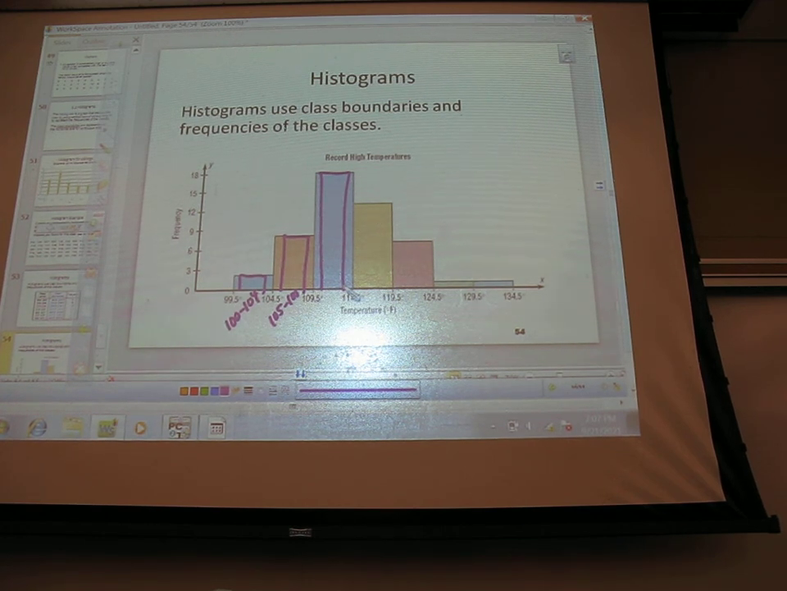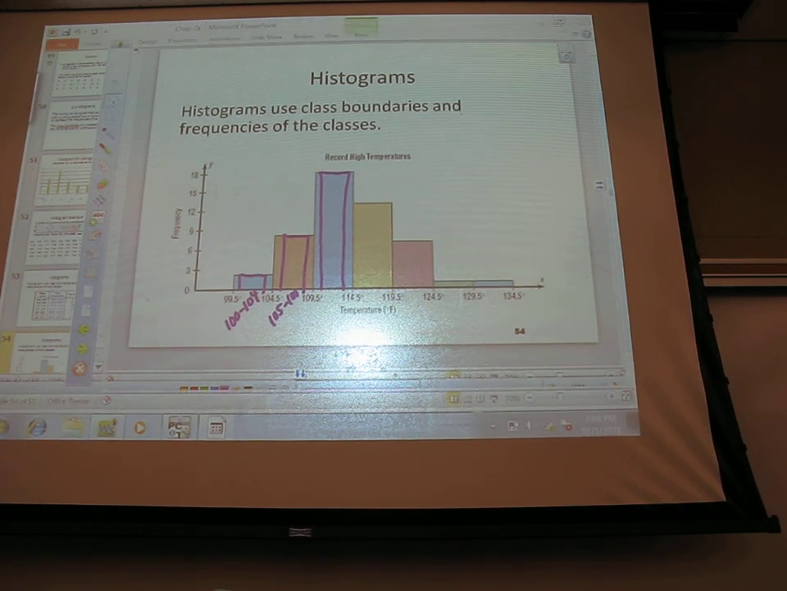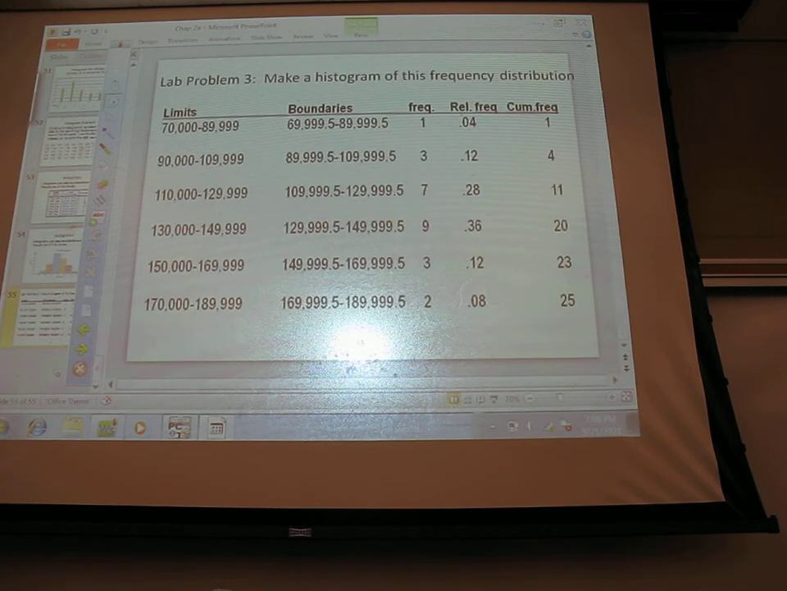So you guys have 5 minutes. Go ahead and do the next problem down below, which is making a histogram for the data that you just did. So lab problem 3. Histogram for this data here.